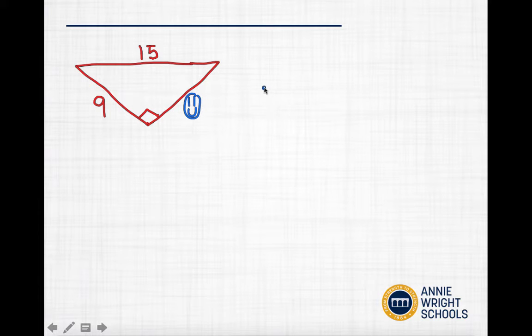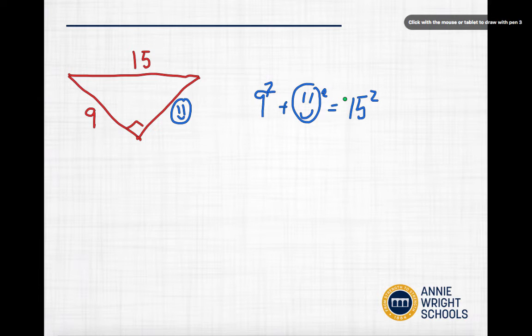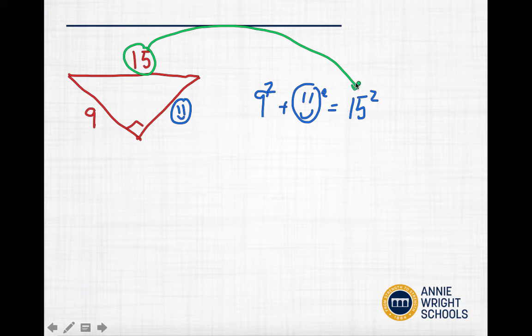And then what I know is that 9 squared plus smiley face squared equals 15 squared. So, what you have to do in a problem like this is make sure that the 15, which is the hypotenuse, is used in the Pythagorean theorem by itself on the side of the equal sign. So whatever two things are being added up have to be the two smallest sides of the right triangle. The hypotenuse has to be over here by itself.